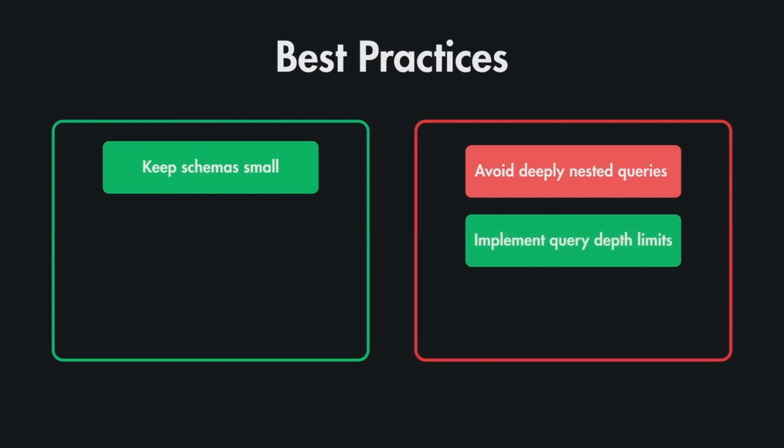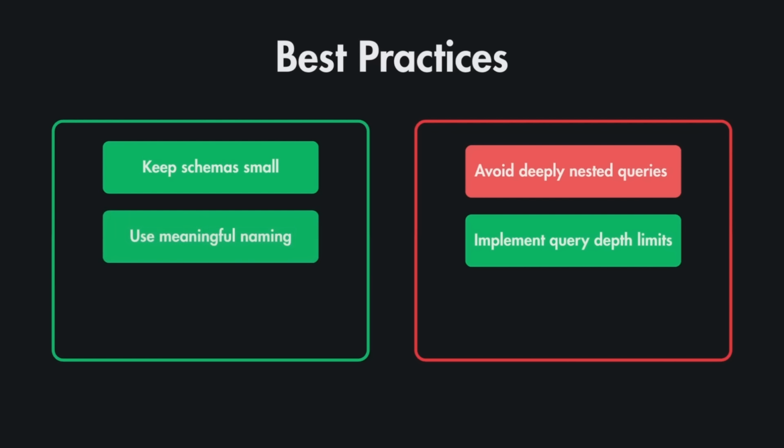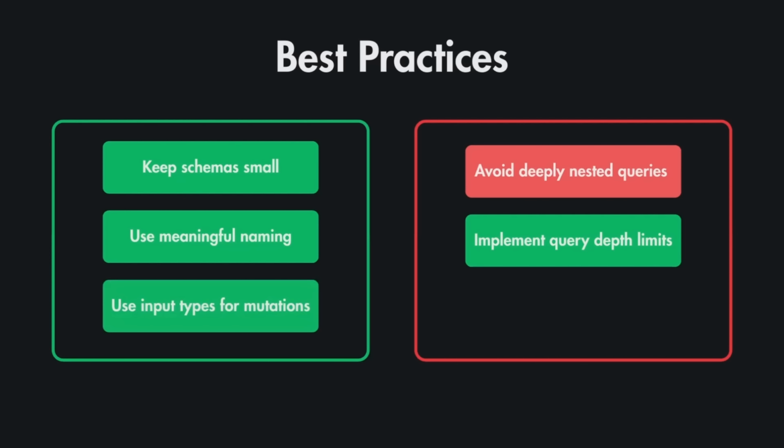And to avoid that, we usually implement query depth limits, which is how deep you can go, like how many nested layers you can have in your data. So you specify something like 6 or 7 layers deep. We also use meaningful naming for types and fields, since both the client and the server are going to use the same schema. And when mutating data, we always use input types for mutations.